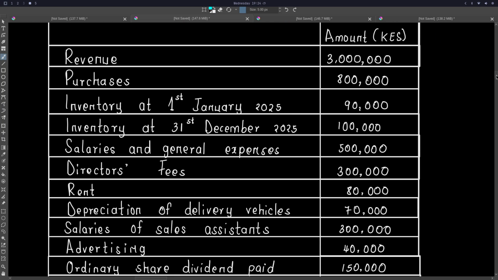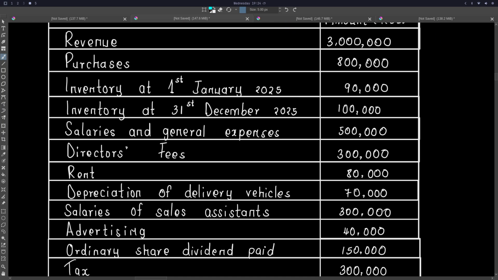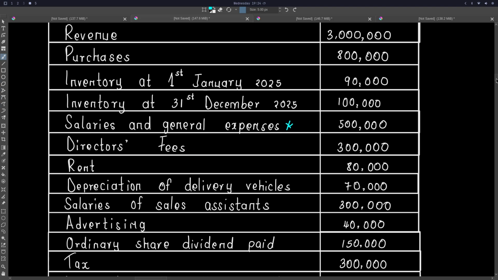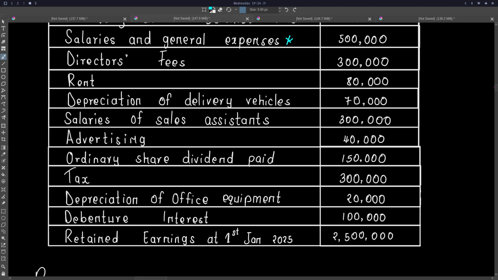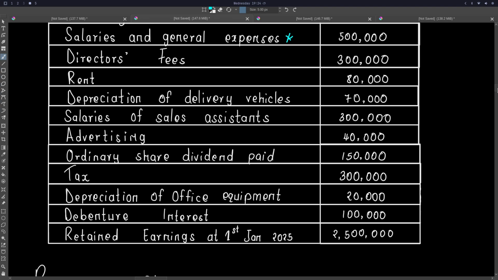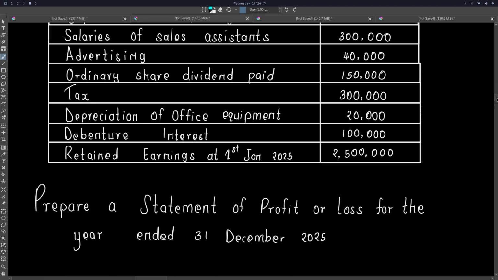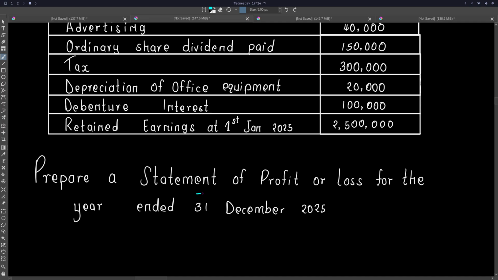We are given account balances of the revenue, purchases, inventory, the salaries and general expenses, director's fee, rent, depreciation, salaries, advertising, ordinary share tax, depreciation of office, debenture interest, and retained earnings. And now we've been asked, prepare a statement of profit or loss for the year ended 31st December 2025, okay?